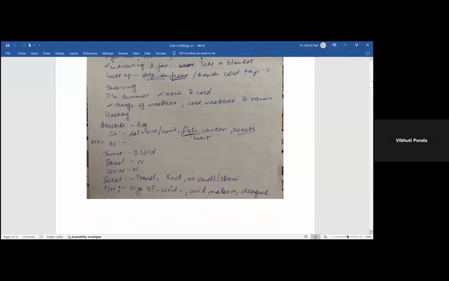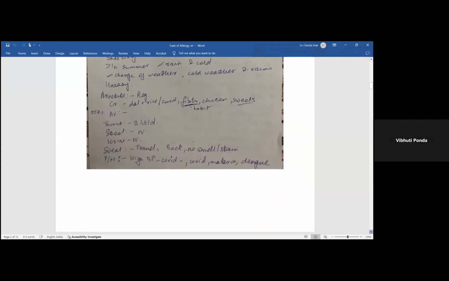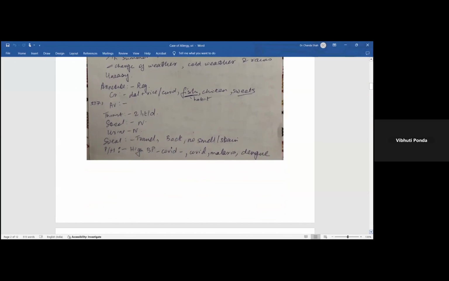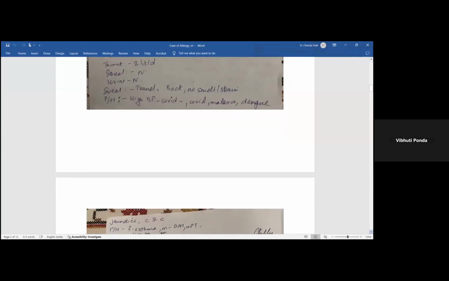He feels uneasy. His appetite is regular. He craves dal and rice and yogurt. He is habituated to eating fish, chicken, and also sweets. Thirst: he drinks about 2 liters of water in a day. His stools are regular. His urine is also regular. He sweats when he travels, on his back, but it has no staining or any smell.